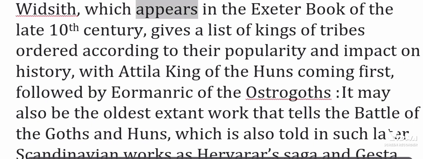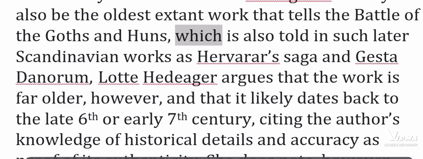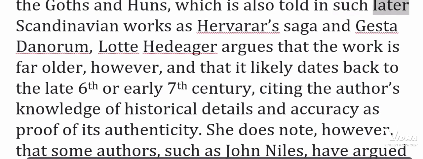Widsith, which appears in the Exeter Book of the late 10th century, gives a list of kings of tribes ordered according to their popularity and impact on history, with Attila king of the Huns coming first, followed by Jormanric of the Ostrogoths. It may also be the oldest extant work that tells of the battle of the Goths and Huns, which is also told in such later Scandinavian works as Hervarar's Saga and Gesta Danorum.